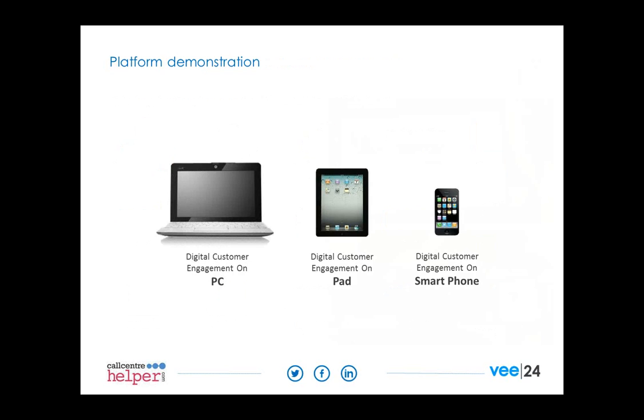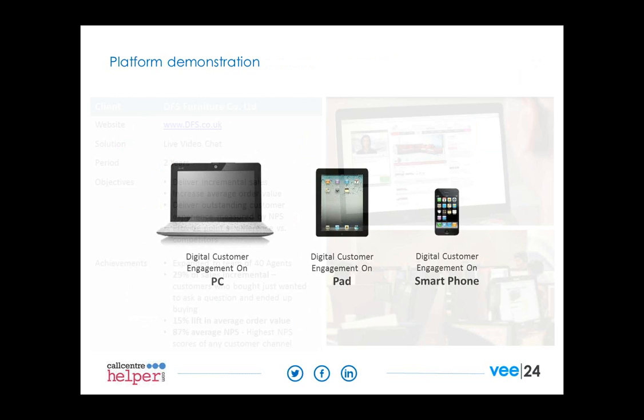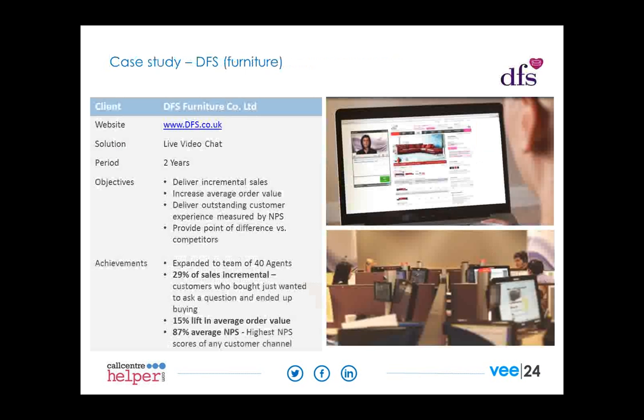In DFS, they've been live 2 years. It delivers incremental sales. They will only meet people on product placement, so it looks to see where a customer is around their website. If they're on a product, i.e. a settee, then it looks to see whether an operator is available, and if an operator is available, it offers the customer help. So it only offers customers help when there's agents there. They have a team of around about 40 agents. There's a picture on this slide of their call center.